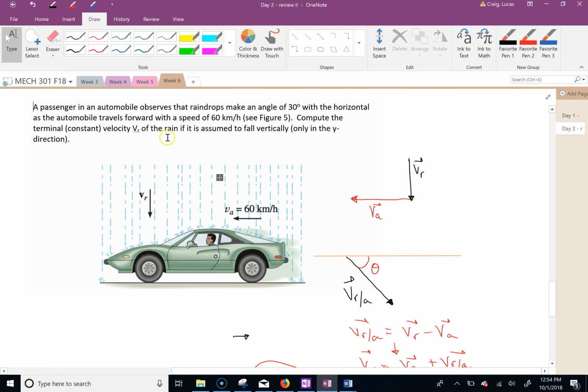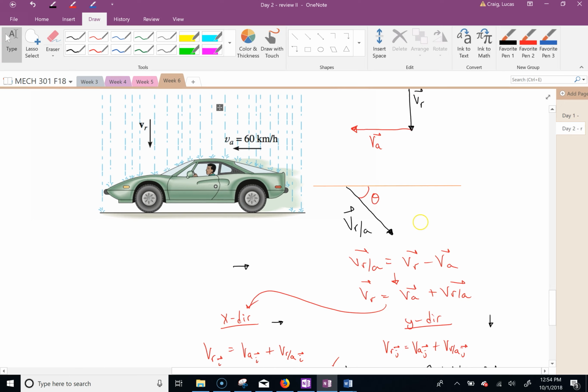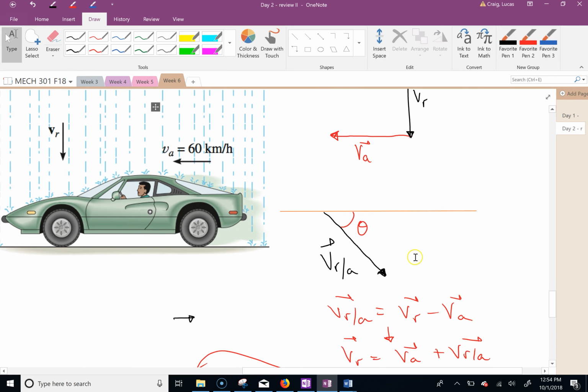A passenger in an automobile observes that the raindrops make an angle of 30 degrees with a horizontal as the automobile travels forward with a speed of 60 kilometers per hour. Compute the terminal velocity, VR, of the rain if it's assumed to fall vertically. So here, the rain is falling straight down, and we're going to the left. We would see the rain coming at us in this black arrow here.